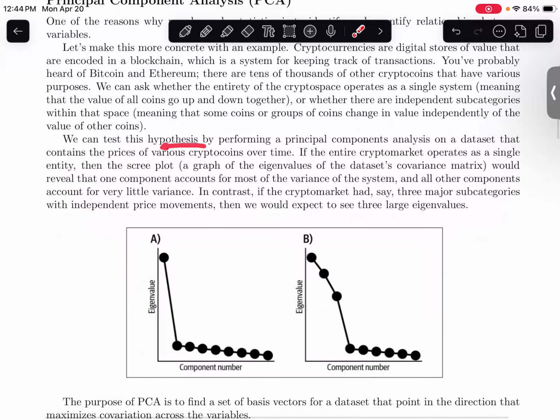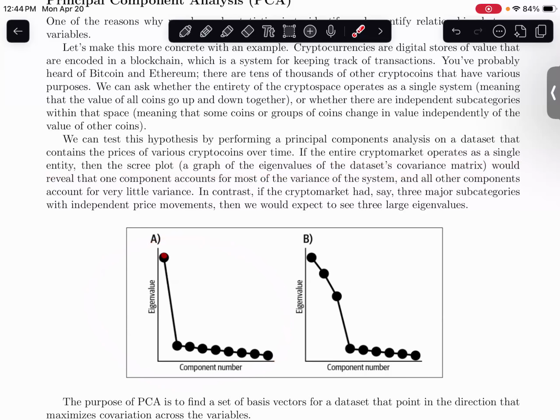We can test this hypothesis by performing a principal component analysis on a data set that contains the prices of various crypto coins over time. If the entire crypto market operates as a single entity, then the scree plot, which is a new idea that I'm introducing now, comes into play. I didn't invent it; it's from the book, but we haven't seen it in class. It's a graph of the eigenvalues of the data set's covariance matrix. It's what's written down here.